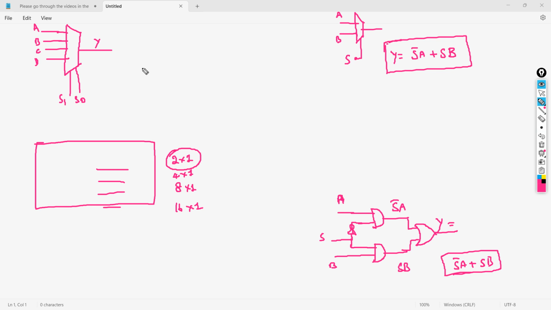The truth table is going to be S1, S0, and this is Y. So it is going to be 0, 0, 0, 1, 1, 0, 1, 1. In this case, when both of them are 0, 0, A is going to come out, in this case B is going to come out, in this case C is going to come out, and D is going to come out. Can you guys write the formula quickly and draw a picture and send it?